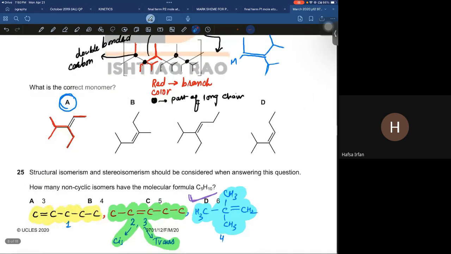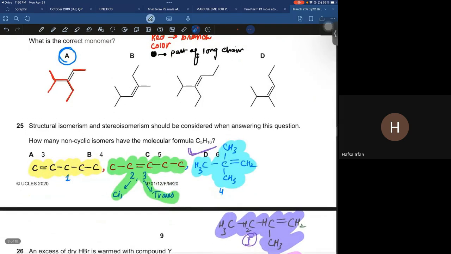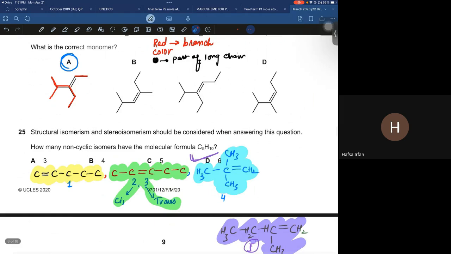Okay, 24. Then we have 25. Structural isomerism and stereoisomerism should be considered when answering this question. How many non-cyclic isomers have the molecular formula C5H10? Non-cyclic isomers, remember. You know what it means, non-cyclic?